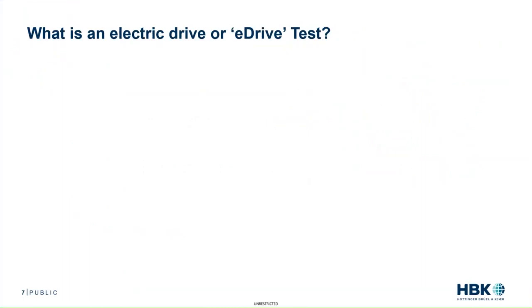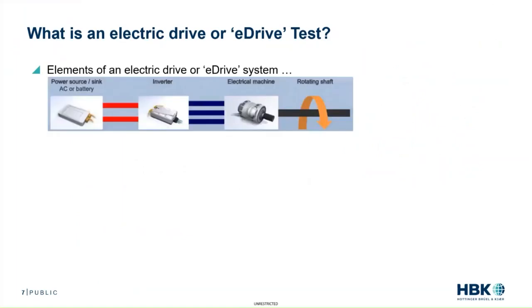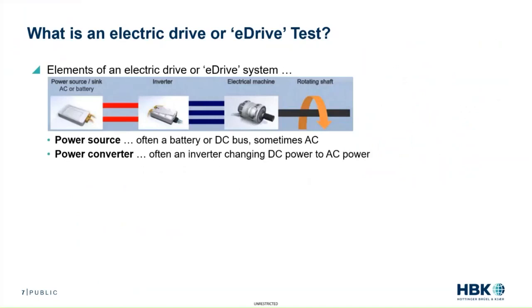Basically, what is an electric drive or eDrive test? The elements of an electric drive or eDrive system would include a power source. It's often a battery or DC bus. Sometimes it could even be AC. A power converter, most often an inverter changing DC power to AC power. And then you have your motor at the end there, using AC power to convert electrical energy to mechanical power.